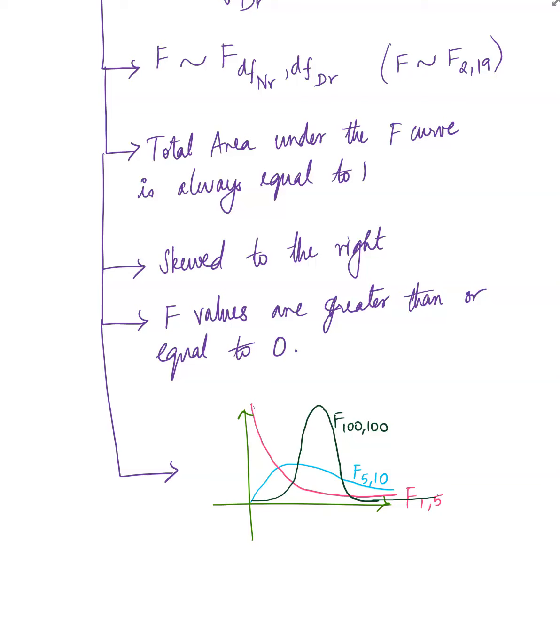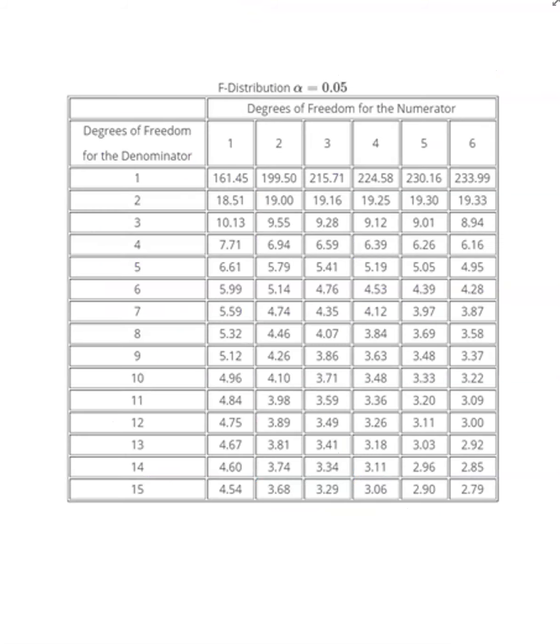Just like the chi-squared, we also use the F table. A portion of the F table looks like this. As you can see, the degrees of freedom for the numerator is given here, right? So this will be your df numerator, and this is the degrees of freedom for the denominator. So if we give you some specific values, you can find the corresponding F statistic. So for instance, this is for alpha 0.05, right? For each popular alpha, of course, we'll have different tables.